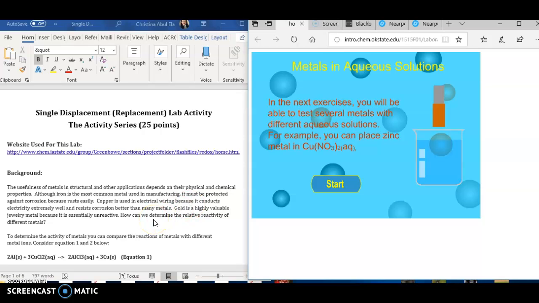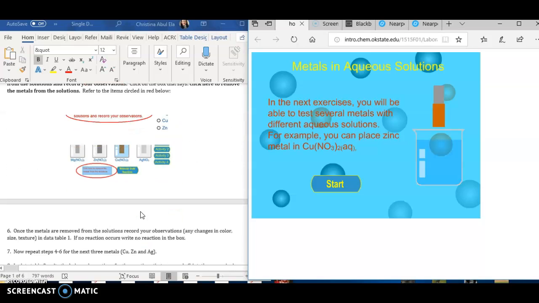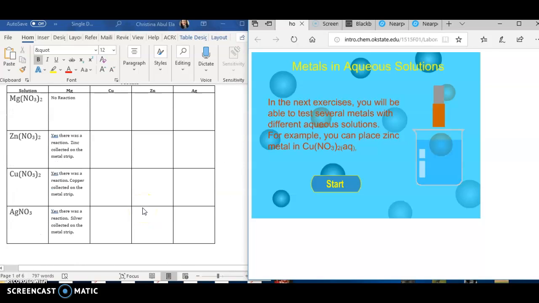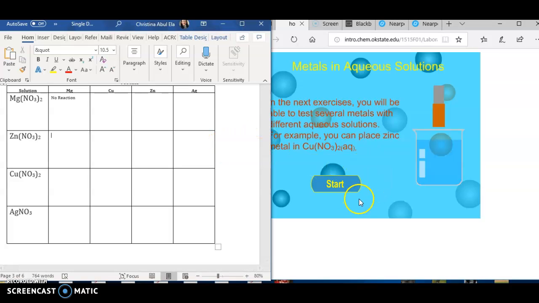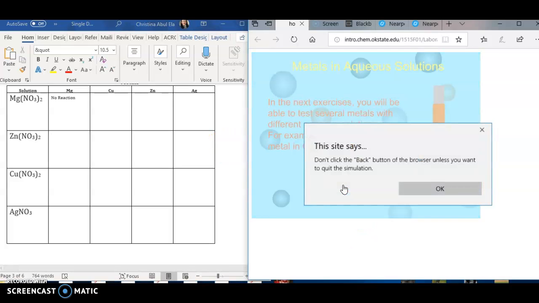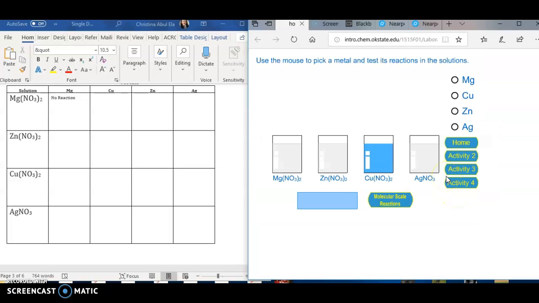Again, on the left-hand side is the lab document itself, so I'm just going to scroll down to data table 1. I already have this written in. Maybe I should take it out and do it over so that you can see it going in. Okay. And then over here on the right-hand side is the lab website. So I'm going to hit the start button and I'm going to do the magnesium metal, so the first one. So I'm going to click on magnesium metal.